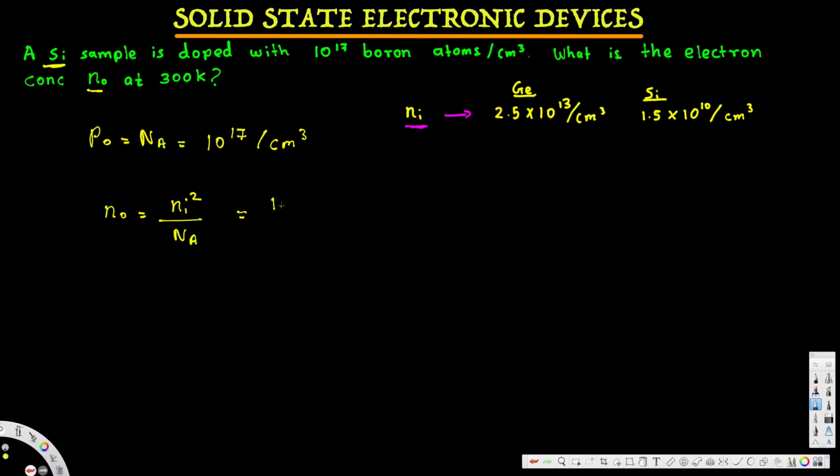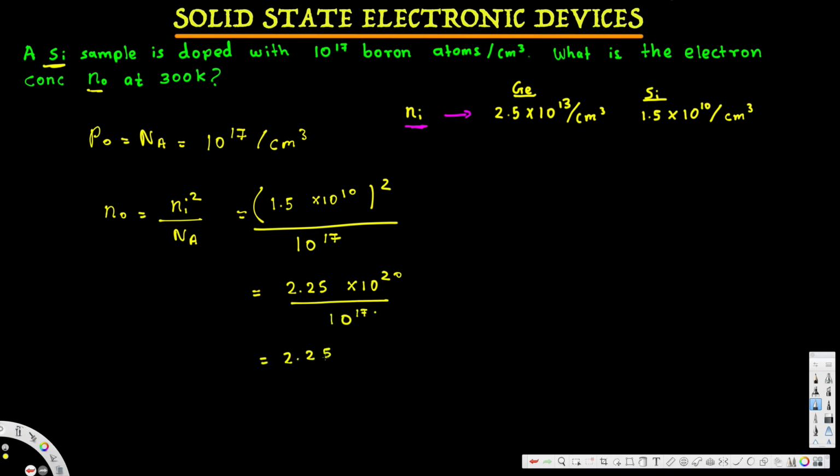So this is going to be (1.5 times 10^10) squared divided by 10^17, and this is going to give us 2.25 times 10^20 divided by 10^17. Finally we will end up with 2.25 times 10^3 per centimeter cubed.